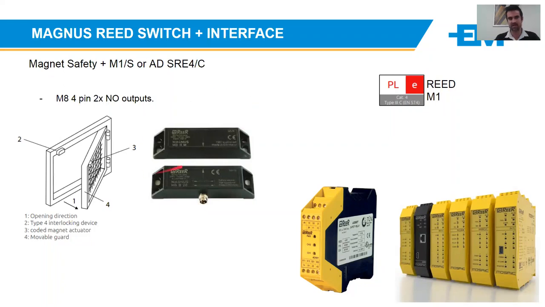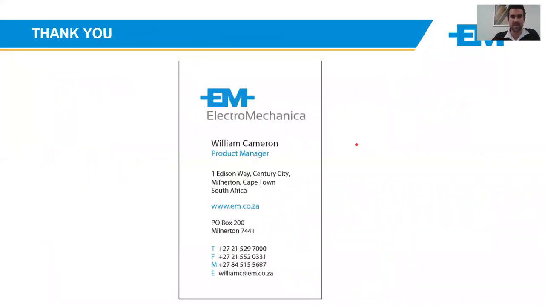So these are basic reed switches that will feed back into a controller, ADSR E4, or perhaps the main programmable M1 units. That's the magnet reed switches. They are on the bottom of page K22.